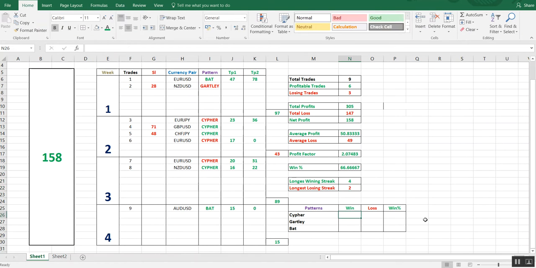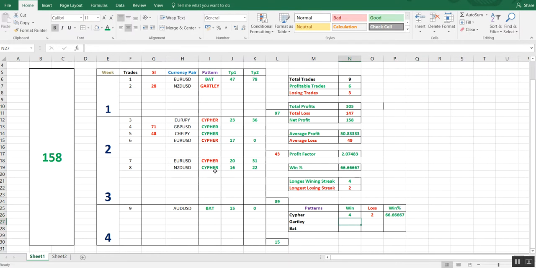So in terms of the patterns that we traded, you can see we've traded a lot of cipher patterns. 1, 2, 3, 4, 5, 6 cipher patterns. And we had 4 winners out of 6, so 4 winners, 2 losses. Winning percentage, 4 divided by 6 times 100. That's going to give you the percentage, which is 66%.